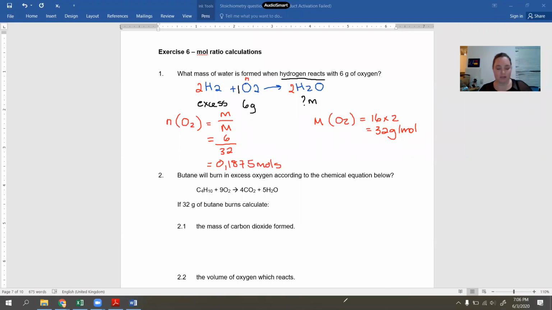I mentioned to you when we started this section on Monday that I don't like to round up in terms of moles. I don't like to change this to say, oh, it's 0.19, because it isn't.